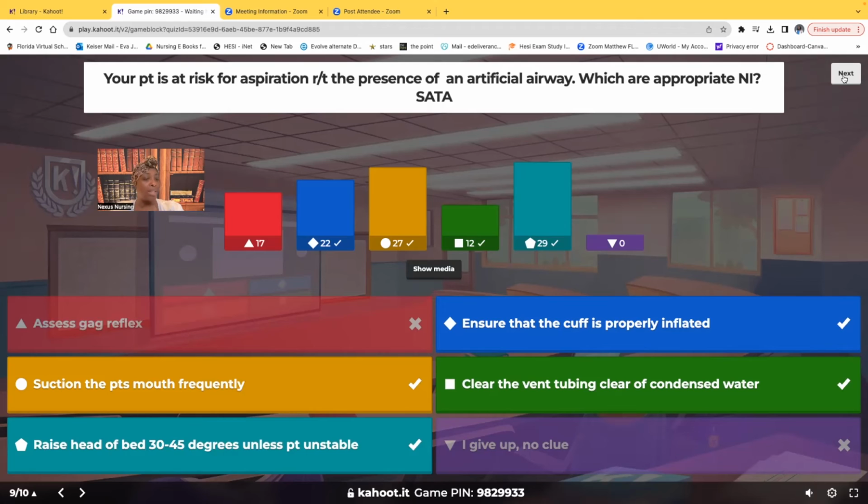Someone says, why not red? Assess gag reflex. Go back to the question. Look what it says. Patient has what? An artificial airway. What are you checking that gag reflex for? Tell me. The patient has an artificial airway in place. Right? Okay, good job. All right, last question, guys.